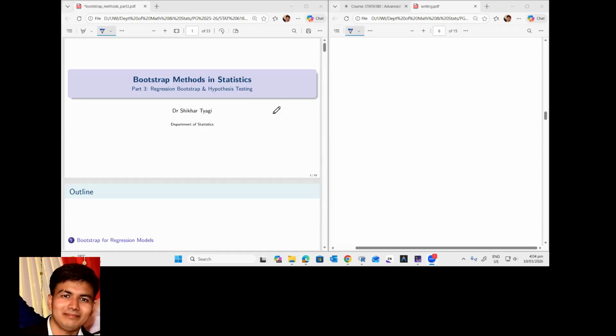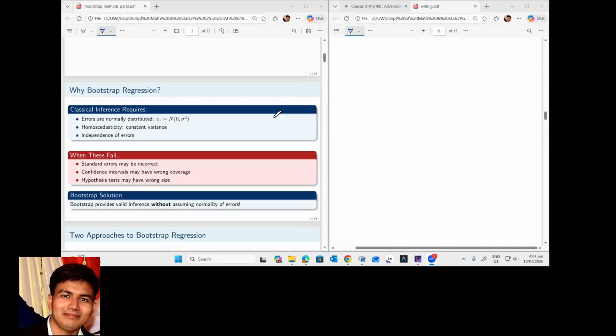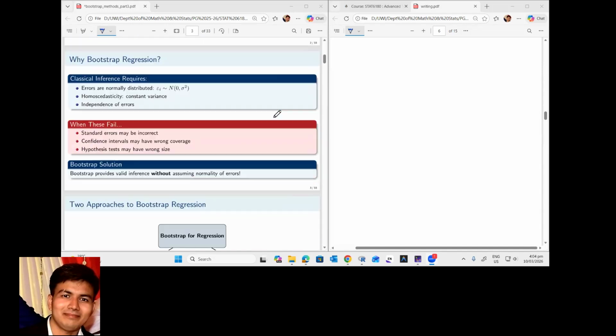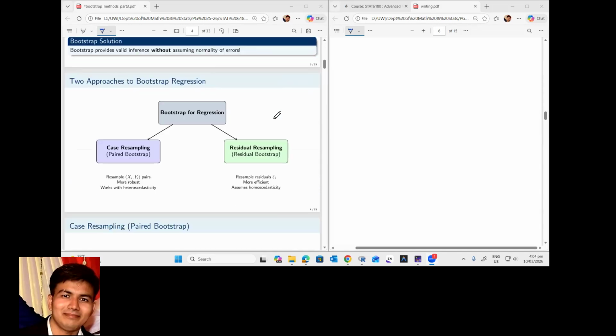Good afternoon, everyone. In the previous lecture, we discussed the bootstrap methods, and we gave the introduction of the bootstrap methods in regression. So we will discuss all these things in detail. When we discussed the bootstrap methods for regression analysis, we saw there are two methods.